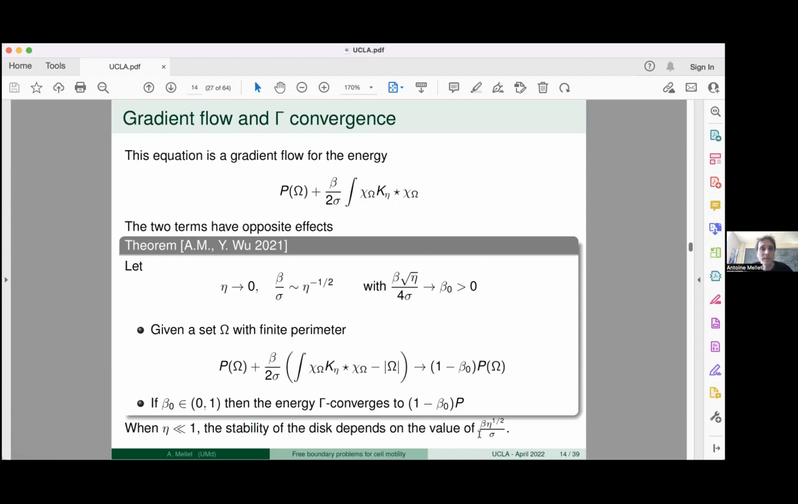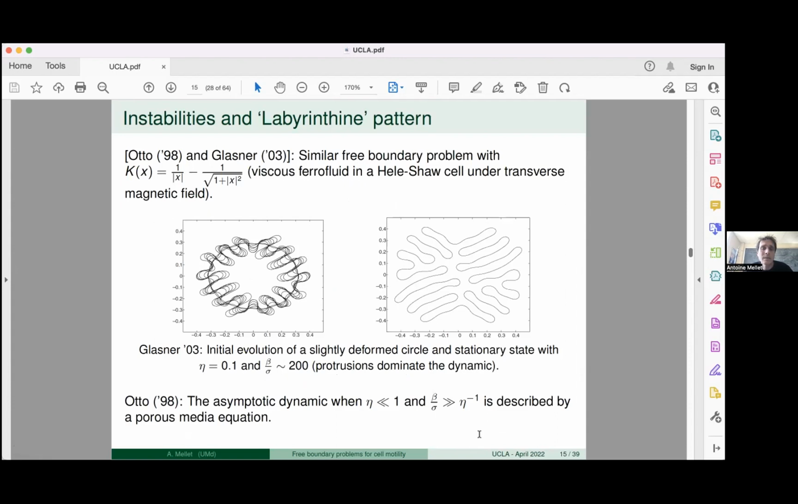of surface tension. And this type of phenomenon has been studied before, in particular, in the framework of the study of viscous ferrofluid in Hele-Shaw cells. So the idea is you have a fluid, the usual fluid in a Hele-Shaw cell, but in the fluid are some magnetic particles, and under some magnetic field, those particles are trying to move away from each other. And what happens is this type of thing, right?